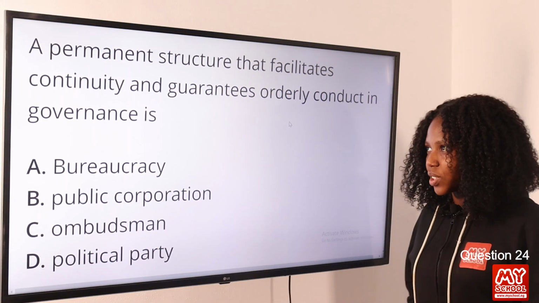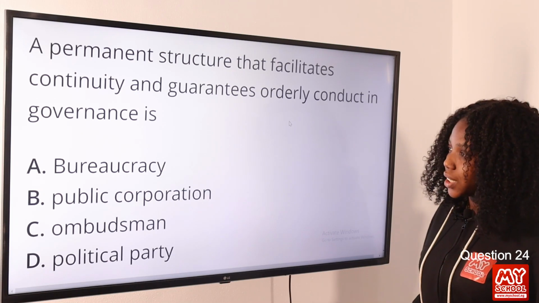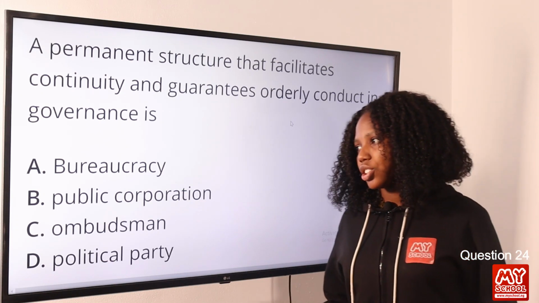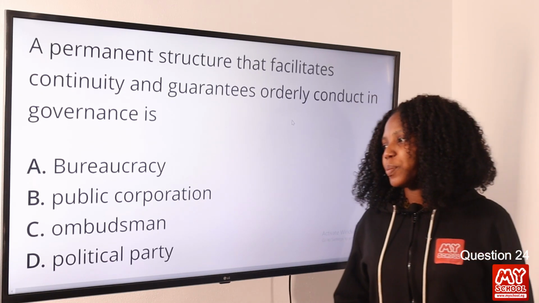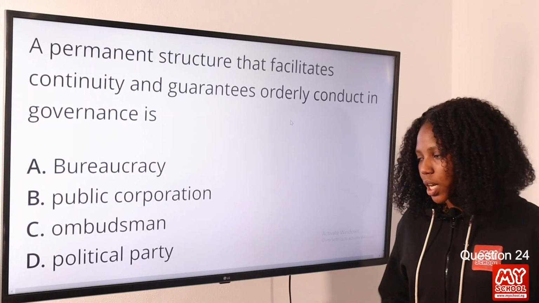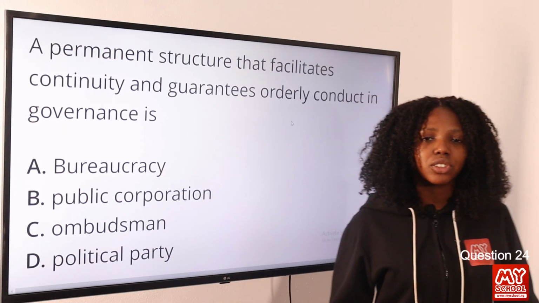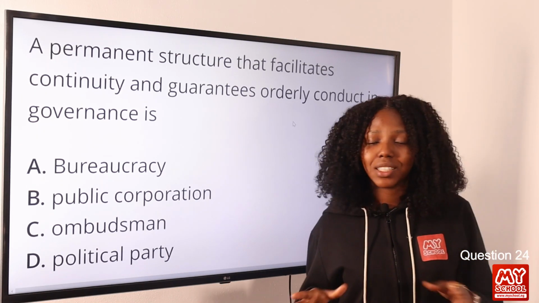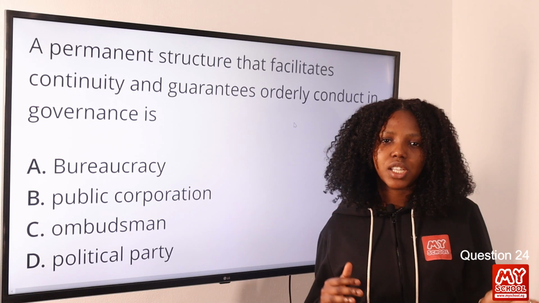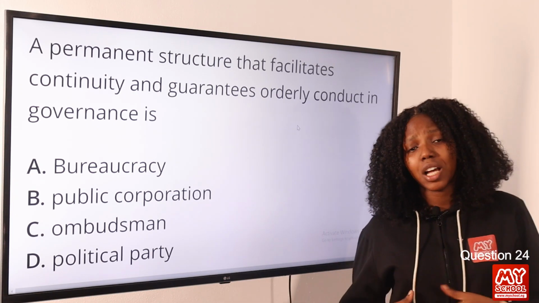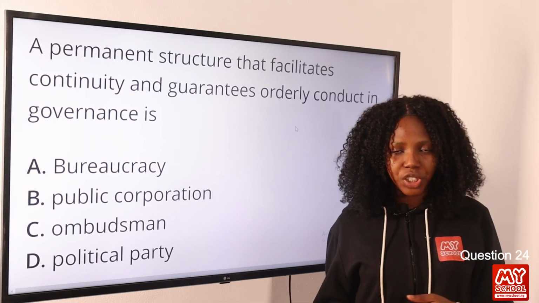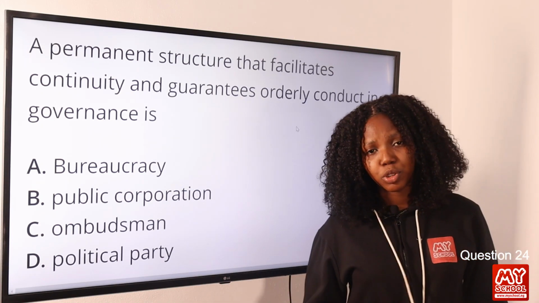Question 24. A permanent structure that facilitates continuity and guarantees orderly conduct in governance is dash. Option A, bureaucracy. Option B, public corporation. Option C, ombudsman. Option D, political party. The answer to this question is bureaucracy. In bureaucracy, the organization is arranged in hierarchy for ease of government. We also know that bureaucracy is a system of government in which important decisions are made by state officials rather than the representatives. So option A is the best answer to this question.